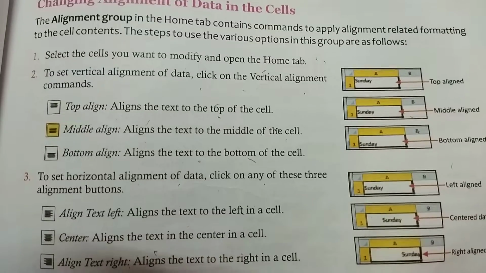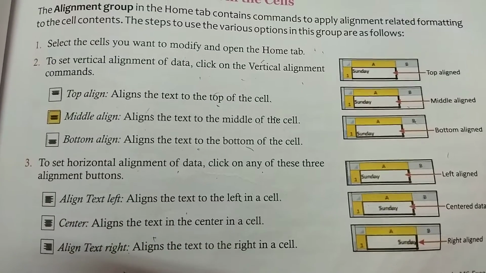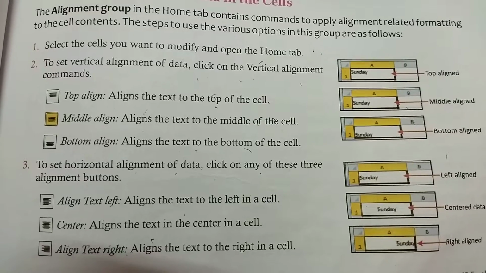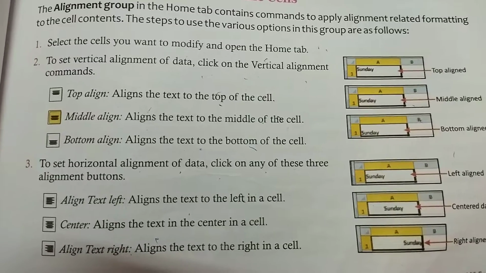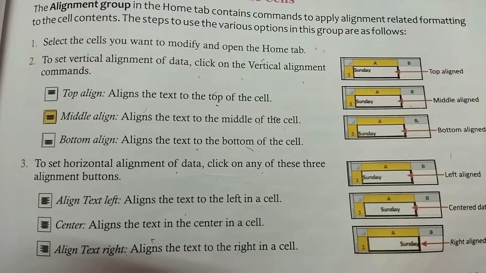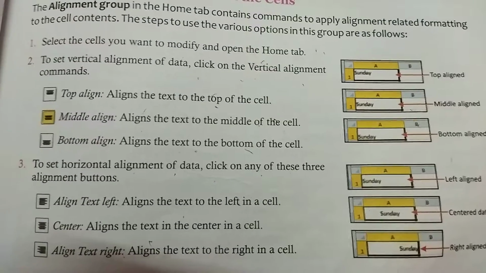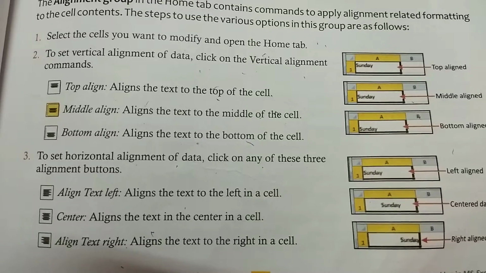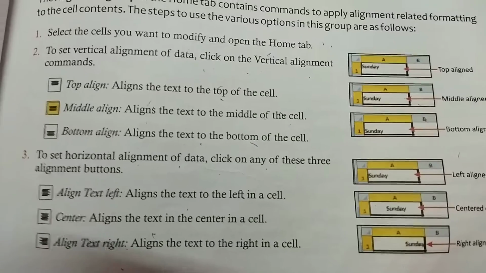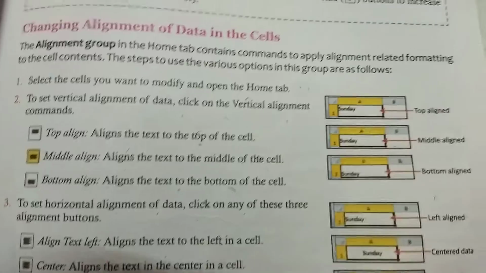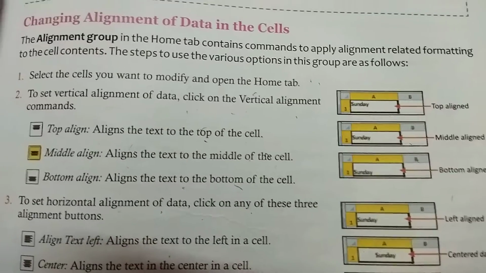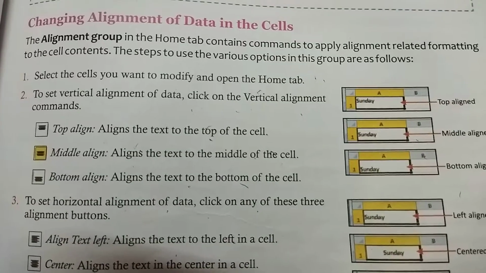After that, to set horizontal alignment of data, click on any of these three alignment buttons. First, align text left aligns the text to the left in a cell. Then center aligns the text in the center of a cell. Next is align text right, which aligns the text to the right in a cell. So all these features are available in changing alignment of data in the cells.